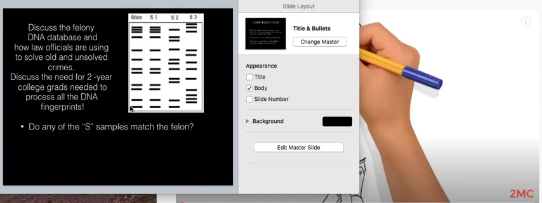And this is just something that we're doing now. If you're convicted of a felony of a certain level or higher, you have no choice. Okay, your DNA becomes part of the DNA database.